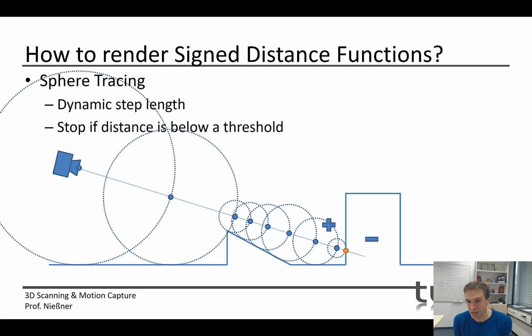In practice, you don't need a lot of steps. Worst case scenario is if a ray goes in parallel to the surface, basically, right? If a ray goes in parallel to the surface, then it's pretty bad because then the steps are pretty small.